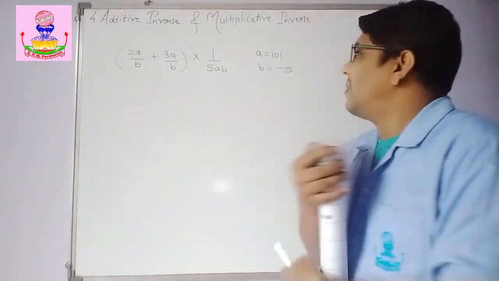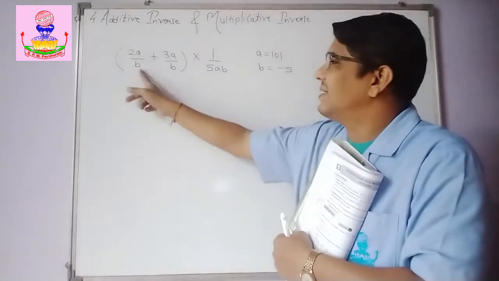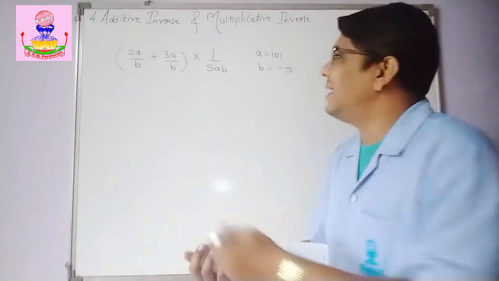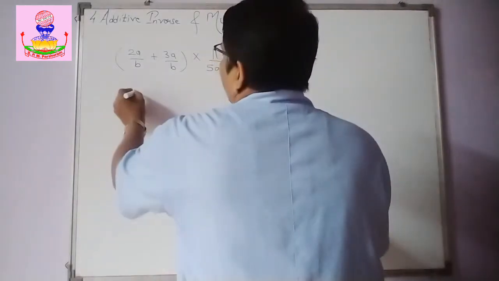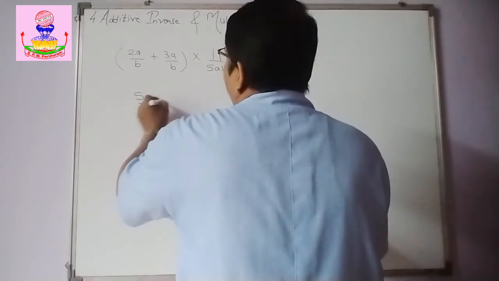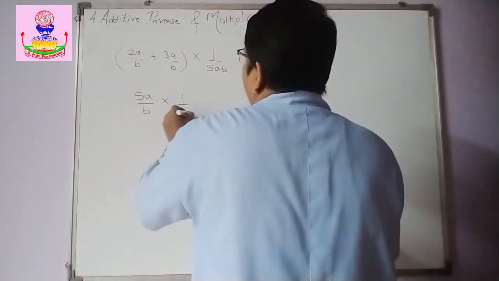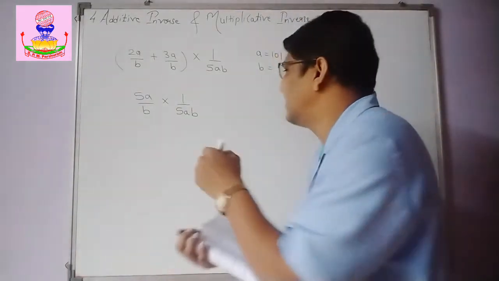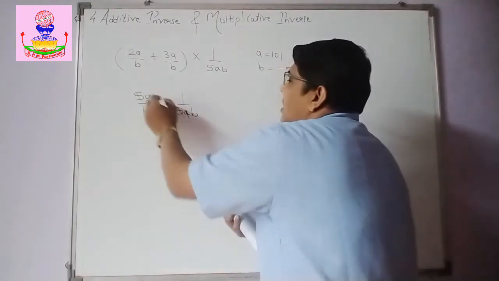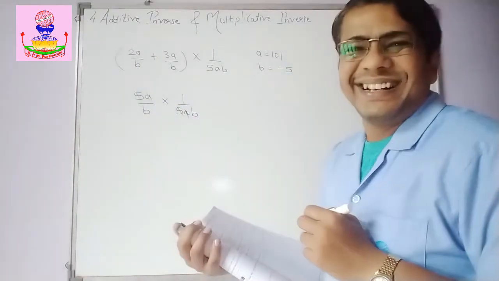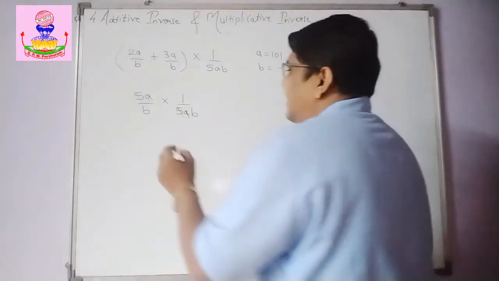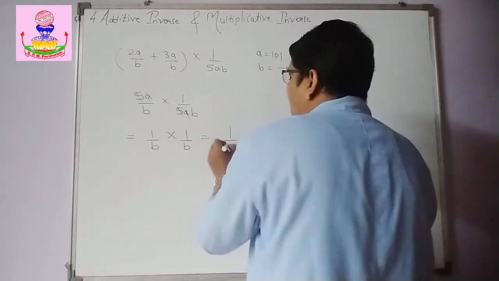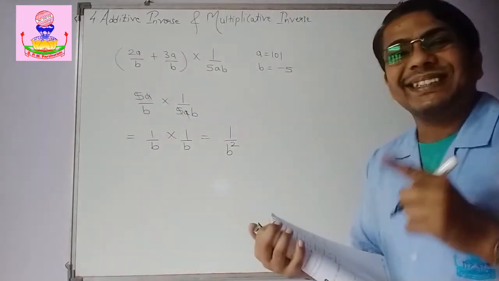Okay, now one thing we can do is, denominators are same, so you add the numerators, right? So 2a plus 3a, 5a upon b into 1 upon 5ab. Do you understand? So it becomes easy cancellation. 5 ones are 5, a ones are a. I believe you understand. Right? So left is 1 upon b into 1 upon b. And so that is 1 upon b square.